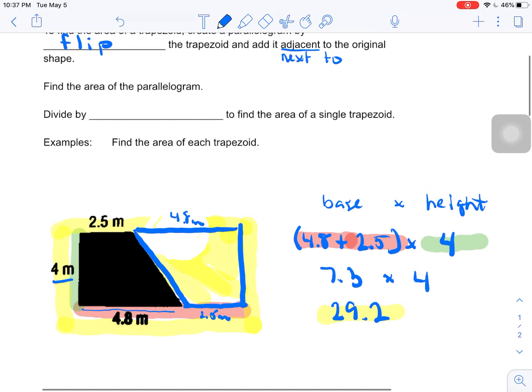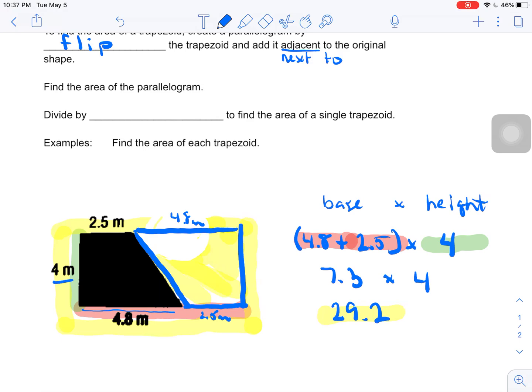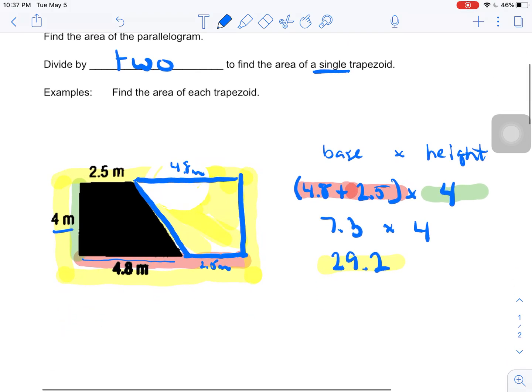So in order to find the area of just one of those trapezoids, we have to divide by 2, because the 29.2 is the area of two trapezoids next to each other. To find a single trapezoid, we just split that in half. So the area of the original trapezoid before we doubled it is going to be half of that big yellow rectangle we found the area of. So 29.2 divided by 2 gives you 14.6.